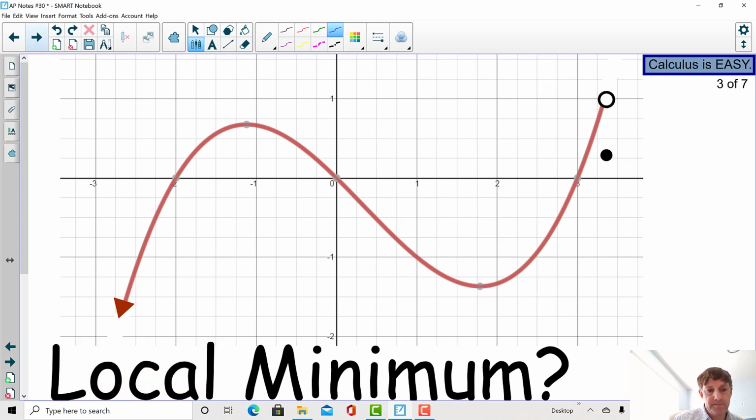How about this one? Is this one a local minimum? Well, a local minimum cannot happen at an endpoint. This point is the endpoint, so you cannot put it inside of an interval that contains that point because it's at the end of the interval. So the answer to this one is no.